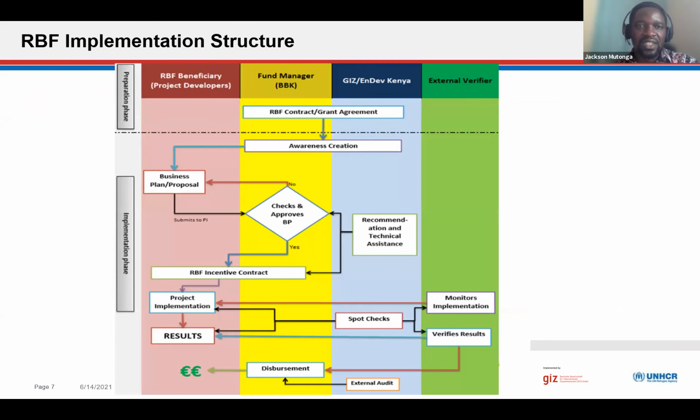Basically, the implementation structure is typical of RBF, meaning that upon competitive recruitment of the private sector to do the mini grid business, there was an RBF incentive contract between the fund manager and the private sector. So with this RBF contract, the private sector would finance fully the project, engineer it, do the procurement, do the construction. Then we have an external independent verifier who would verify that the results pre-agreed in the RBF contract were achieved before disbursement of the incentives.